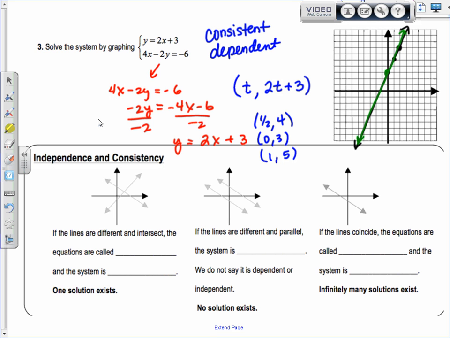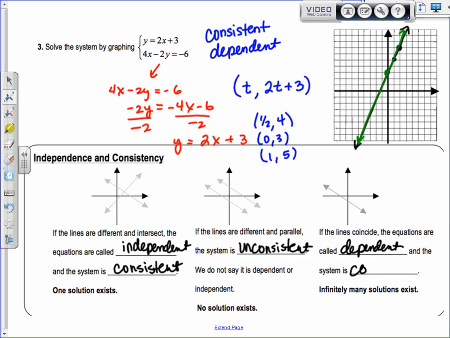All right, so here's a little graph for you. So it says if the lines are different and intersect, the equations are called independent, and the system is consistent. If they're different in parallel, we just call it inconsistent. And if they're the same thing, the system is consistent, but they're called dependent equations. Okay, so a lot of times I'll have that little cheat sheet for you. Like on your homework, I have that little box there for you. So you can kind of remember what each one is.